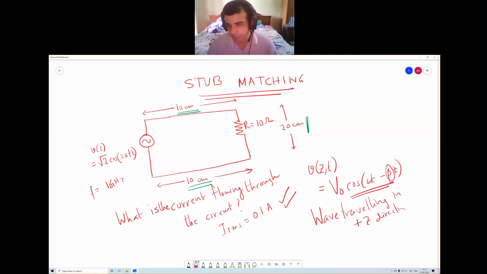What is this beta? Anyone? Wave constant, okay? Or propagation constant, whatever. This beta is equal to 2 pi by lambda.